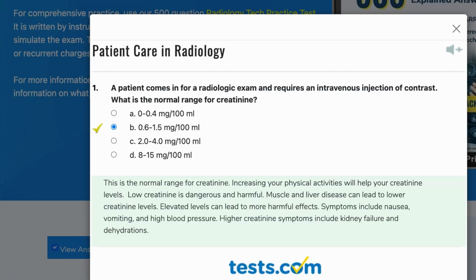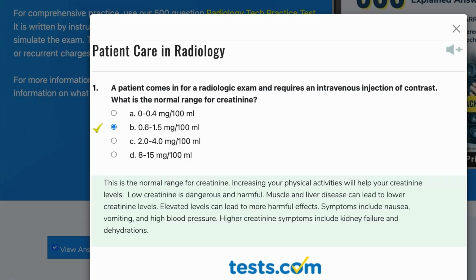B. 0.6 to 1.5 milligrams per 100 milliliters. This is the normal range for creatinine. Increasing your physical activities will help your creatinine levels. Low creatinine is dangerous and harmful. Muscle and liver disease can lead to lower creatinine levels.